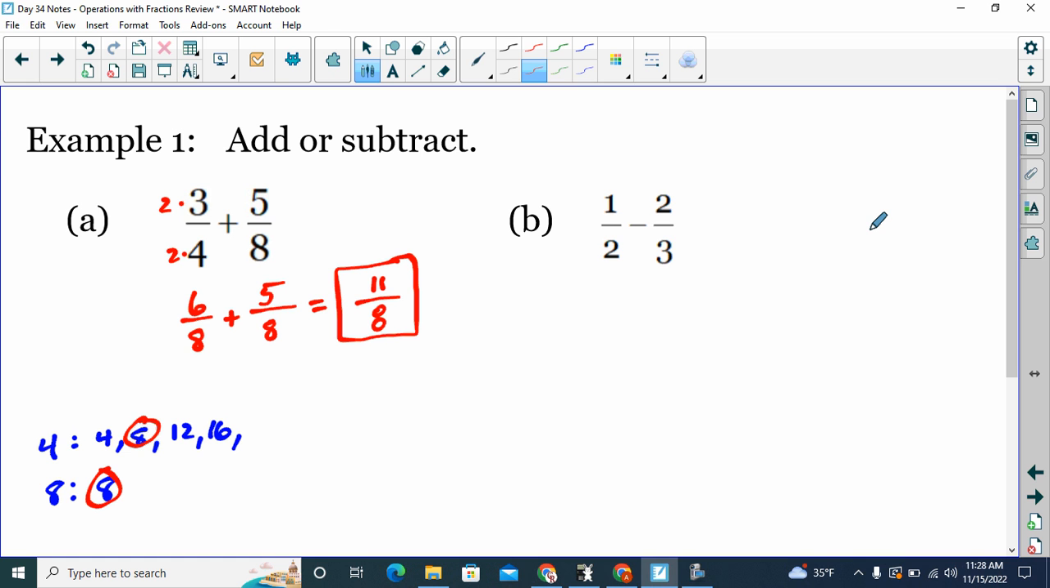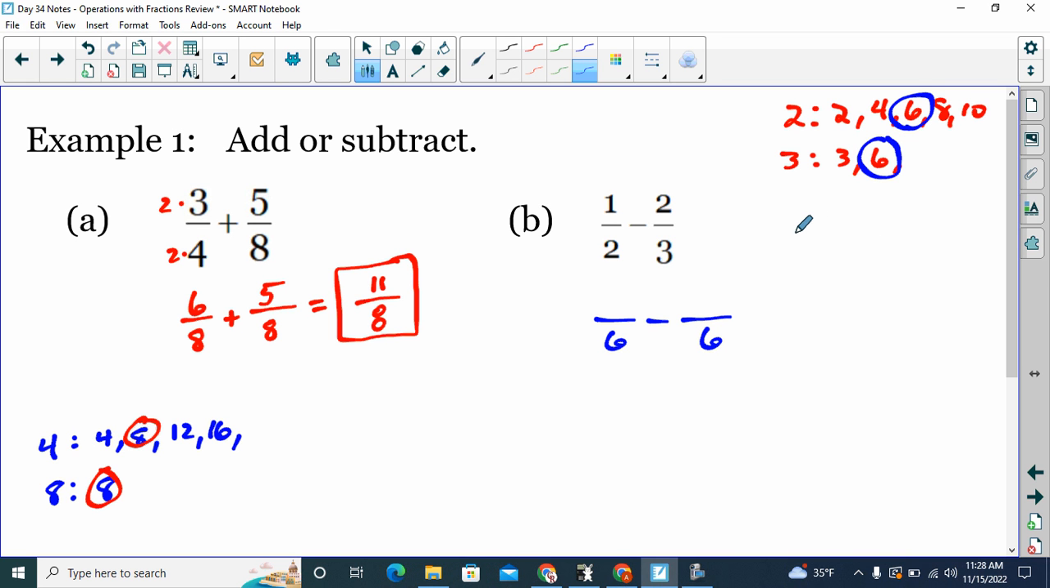Part B. Part B is a subtraction problem. We do it the same way though, 1/2 minus 2/3. We need to get a common denominator between our denominators. 2 has multiples of 2, 4, 6, 8, 10. 3 has multiples of 3, 3 times 2. And as soon as we see one in common, we can stop. There's our least common multiple. It is 6. We are going to make both of the denominators 6.